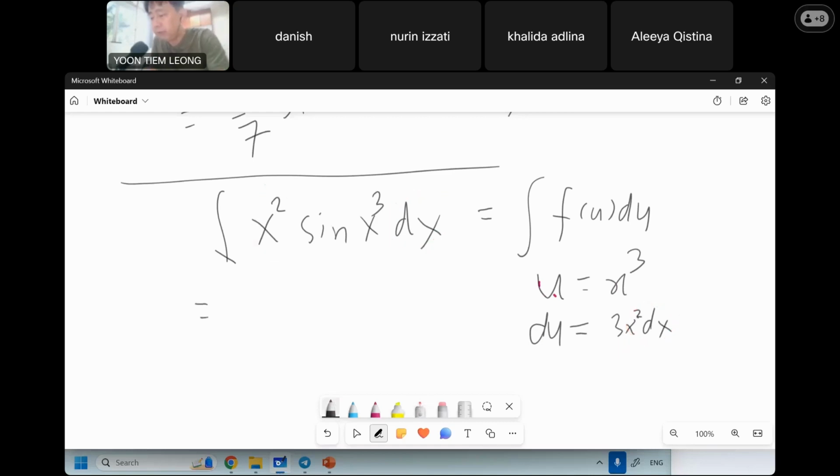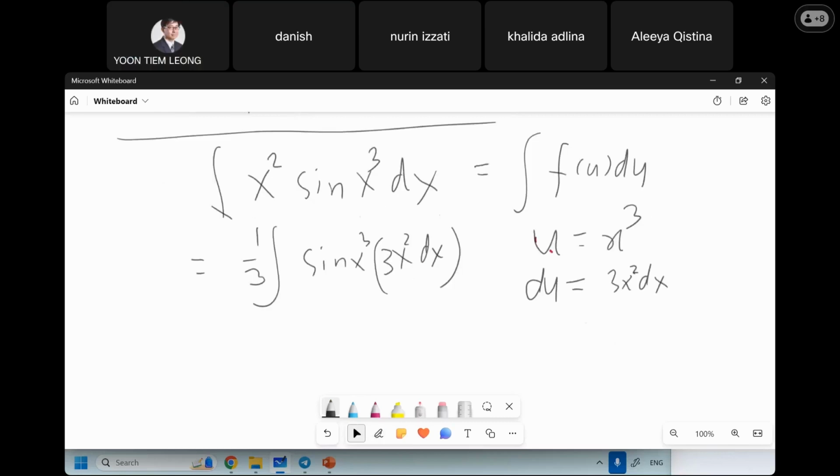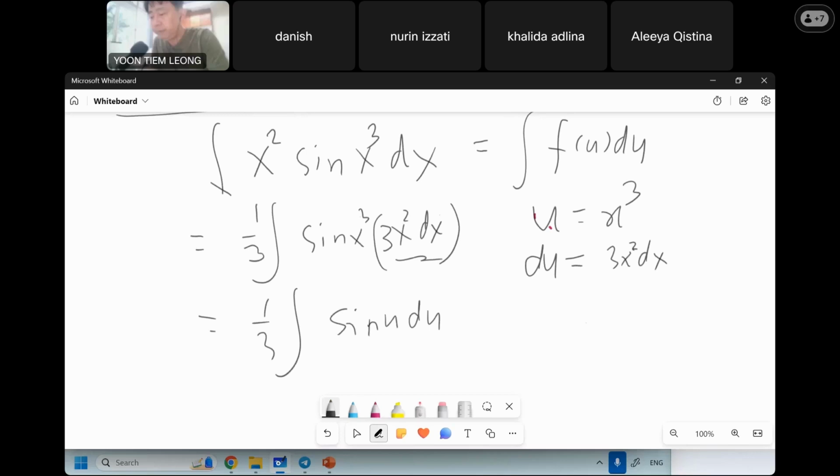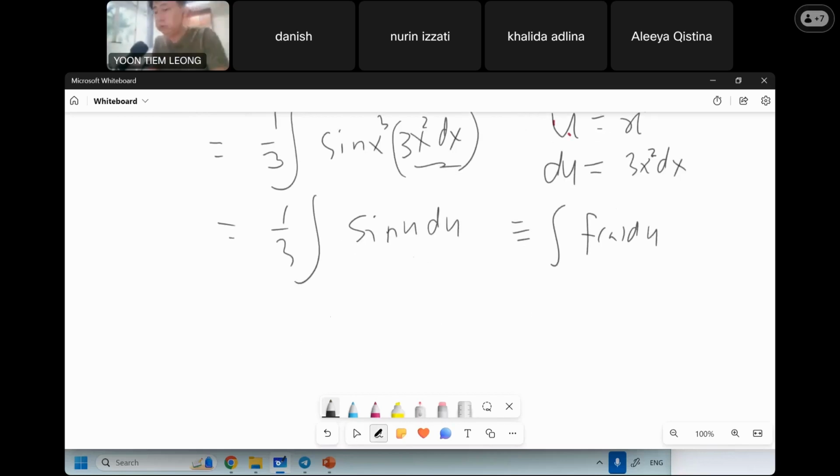So you can now write this, to make things clearer, as the integral of sine of x cubed times x squared dx, and you multiply by a factor of 3, then you divide by a factor of 3. Then you rewrite it again as sine of u, and this is nothing but your du. So this will be actually now in the form of f of u du. So this can then be integrated in the variable u, right? So in this case, u becomes an independent variable.